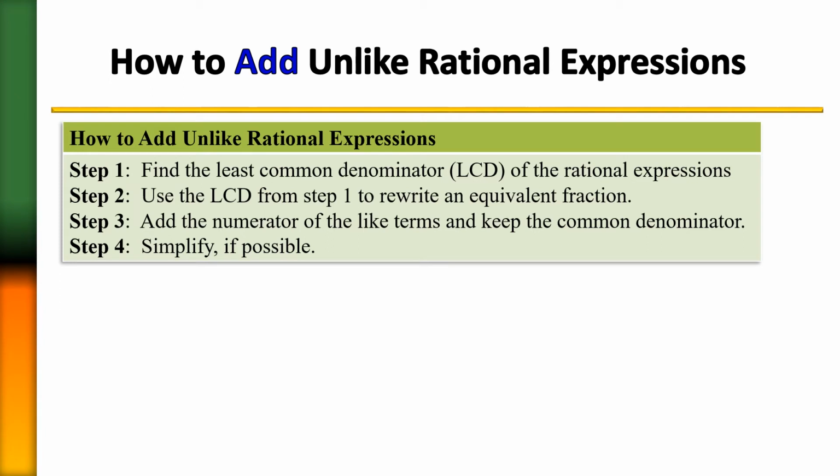Step 1. Find the least common denominator of the rational expressions. Step 2. Use that LCD to write an equivalent fraction. Step 3. Add the numerators of the like terms and keep their common denominator. And step 4, always remember to simplify your answer if possible.